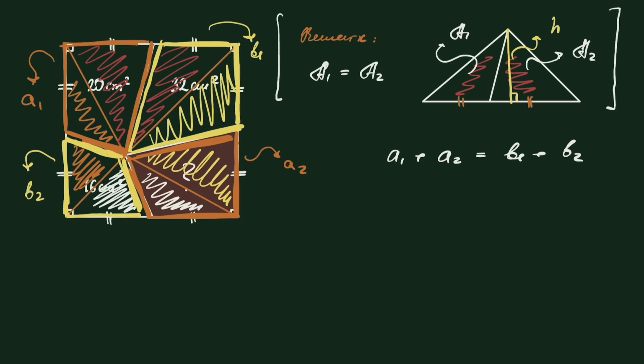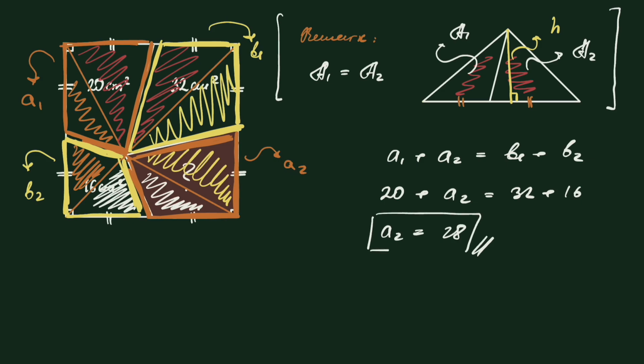Now putting all the values together, we have what? 20 plus, let's say A2, because we don't know the value of A2, is equal to B1, which is 32, plus 16. Now from here, A2 is equal to what? Here this is 12 plus 16, which is 28, right? So 28 is the desired answer that we were looking for.